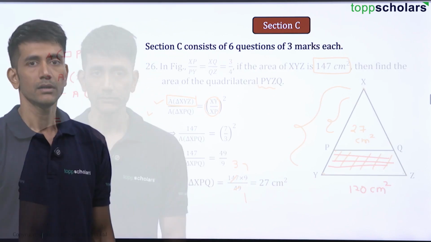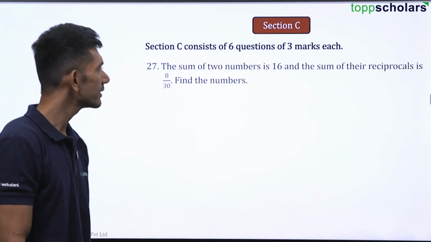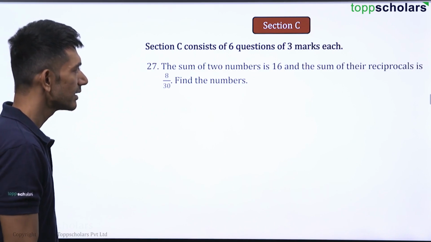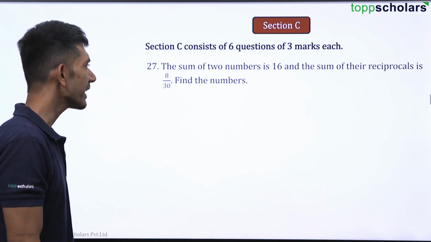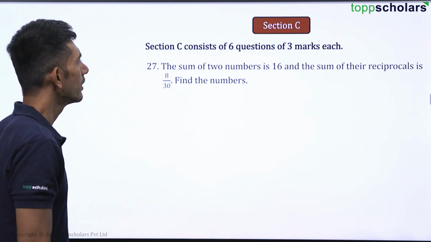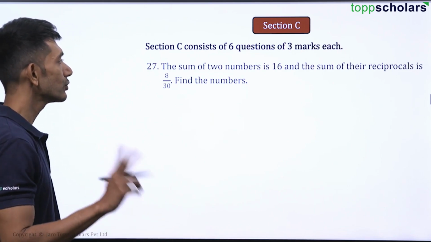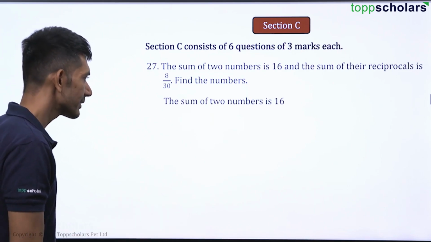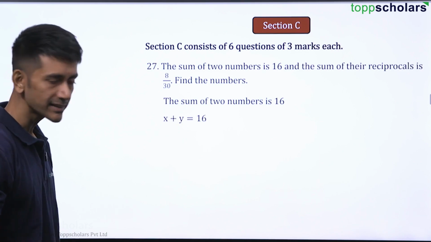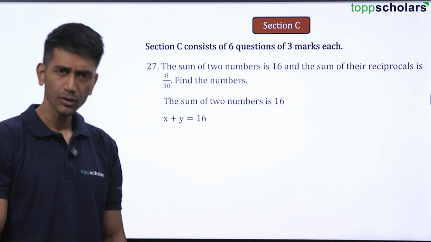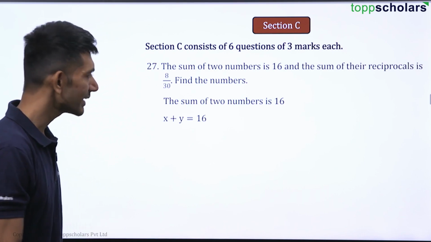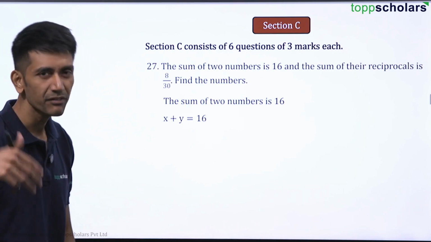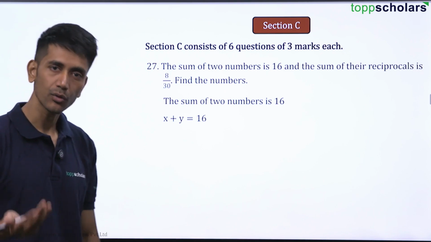Clear? Now let's have a look at a new question. It says the sum of two numbers is 16 and the sum of their reciprocals is 8 by 30. Find the numbers. So two numbers are there, the sum of two numbers is 16. So what we can do is consider the two numbers as x and y. That's your choice. You can also consider the two numbers as x and 16 minus x. Anyways, we are going to get the same thing. This is a question based on quadratic equation.